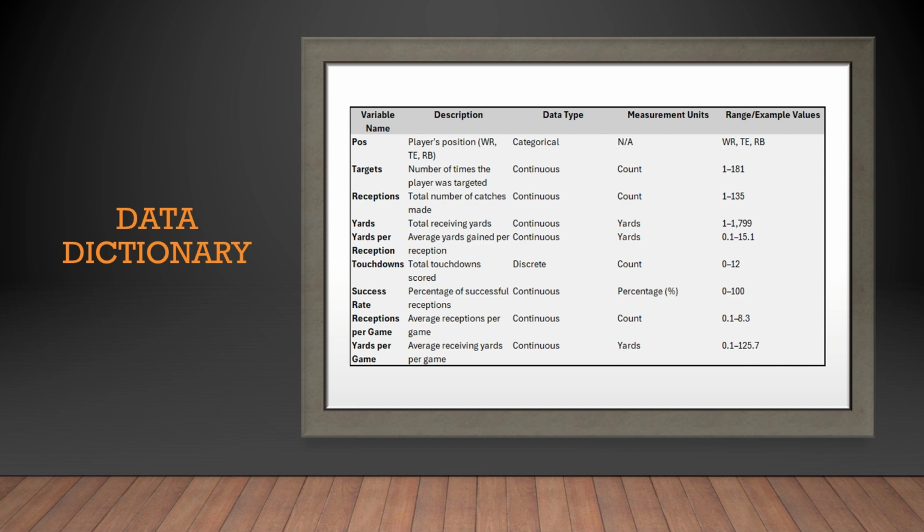The success rate variable quantifies the percentage of successful receptions, providing insight into player efficiency and is measured as a percentage. Lastly, touchdowns is a discrete variable indicating total touchdowns, which is scored ranging from 0 to 12.